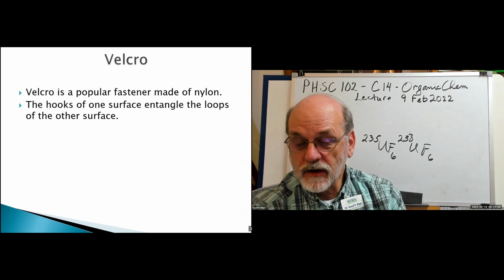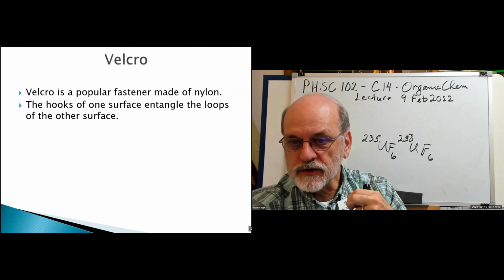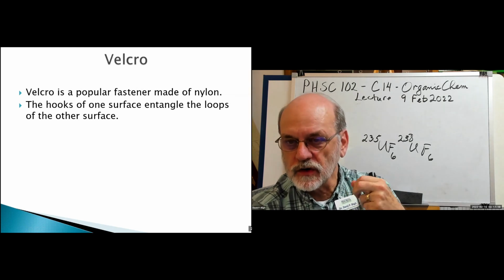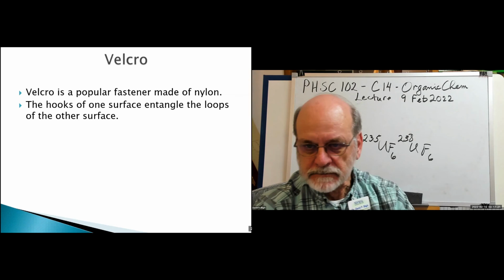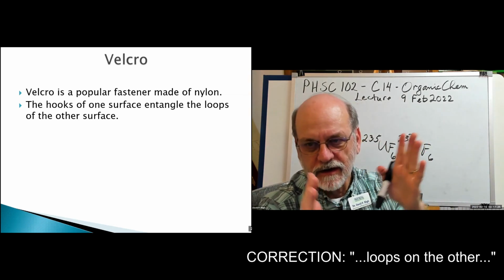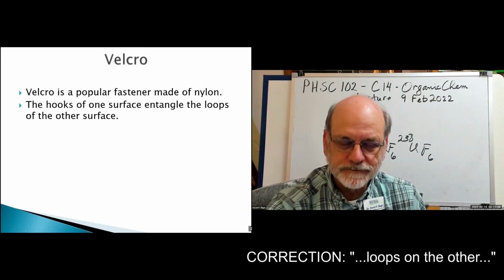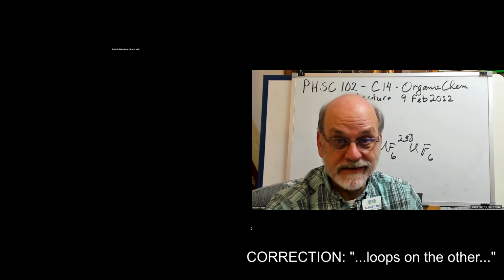One product from nylon is Velcro. Right? The way you manufacture it produces either hooks or loops. So you have hooks on one piece and loops on the other, and bring them together and they grab each other. That's Velcro. And that's it. We're done with chapter 14, organic chemistry.